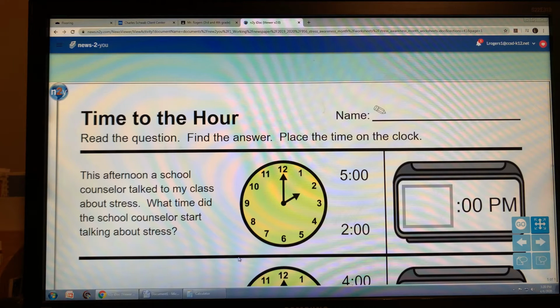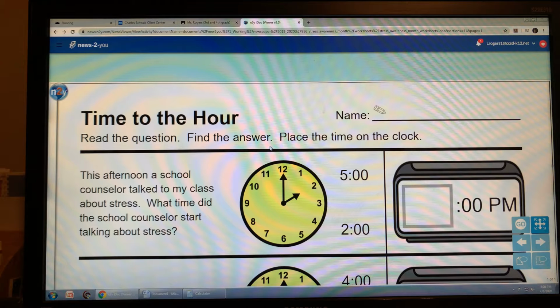For math today, we are going to work on time to the nearest hour using word problems that are tied to our weekly article on Stress Awareness Month. Before we get started, we're going to read our directions. The directions say to read the question, then we're going to find the answer, and last, we're going to place the time on the clock.